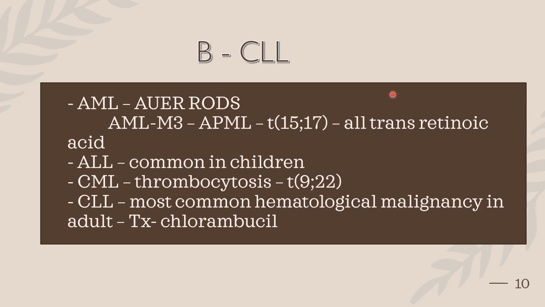For example, in AML, they talk about Auer rods. And AML M3 is the most common form, which is APML. AML has further subclassification, M1, M2, M3, like until M7. So in AML, microscopically, you can see Auer rods. That is one key for AML. Then the usual presentation is APML, acute promyelocytic leukemia, which is due to the translocation 15-17, that is PML-RARA.